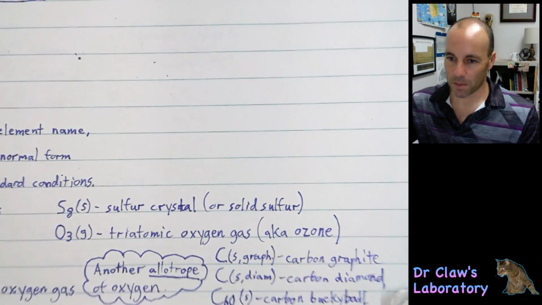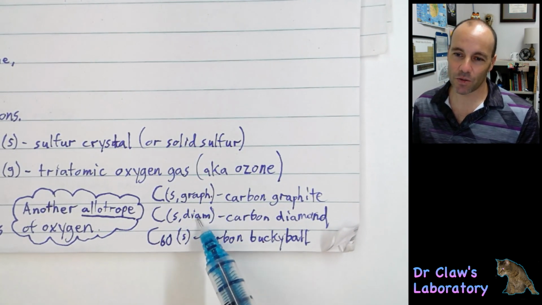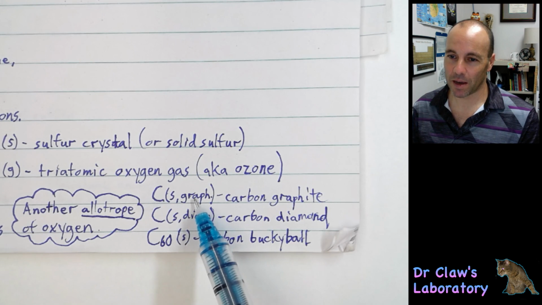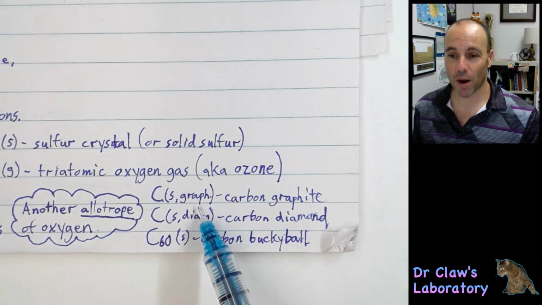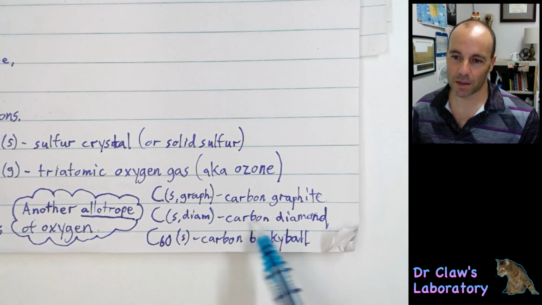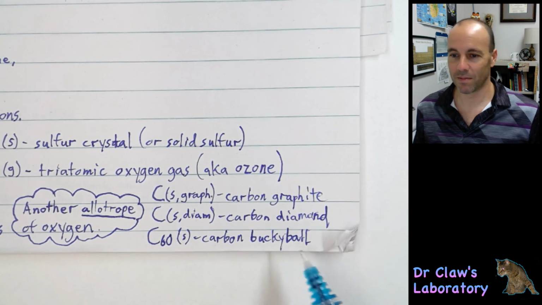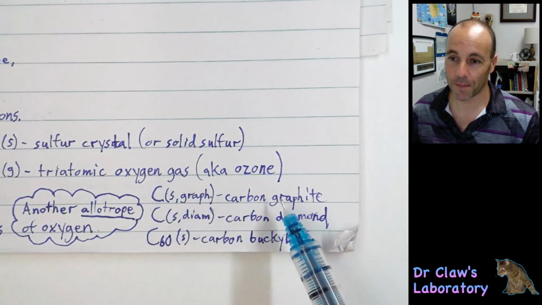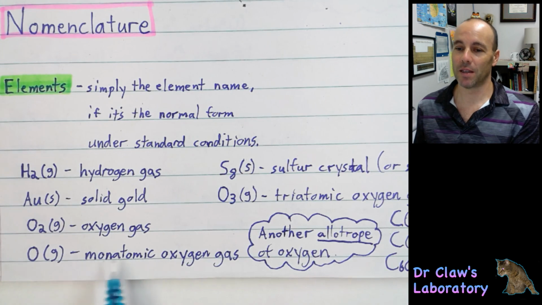A couple of others. Carbon has several important allotropes. Now, it's common to just say what allotrope of carbon you're talking about. Normally, if you have solid carbon, you're usually talking about graphite, okay? But it's still common practice to just indicate the allotrope of carbon. Okay, so carbon solid graphite, this is carbon graphite. Carbon solid diamond, this is carbon diamond. C60, that's an interesting allotrope, and that's called carbon buckyball solid. Okay, so carbon, just common practice to indicate the allotrope, even if you're dealing with the normal form or not. Okay, so those are elements. It's simply the element name unless it's a different allotrope. Then you have to indicate the allotrope.